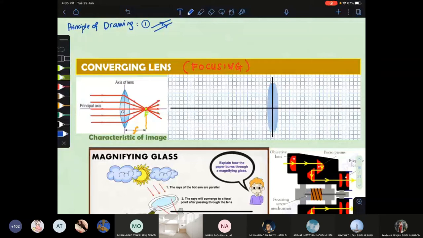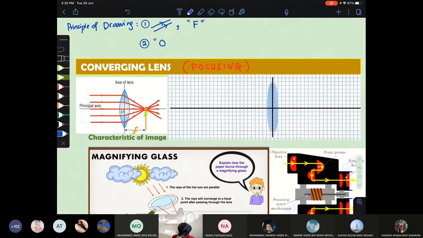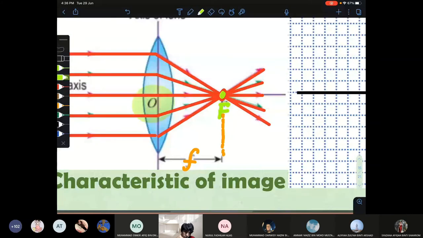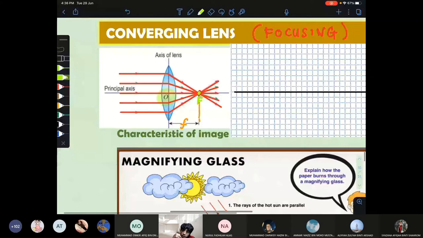The second principle is the ray of light must travel in a straight line, but pass through O. What is O? Can you see this O? O is the optical center, the center of the lens. So now where is my O? Where should I label my O? Here. So that's the optical center.